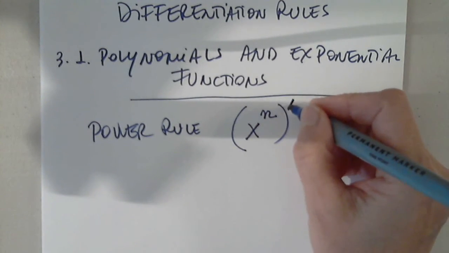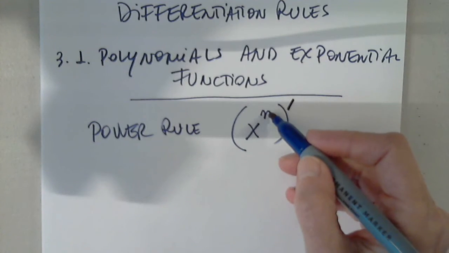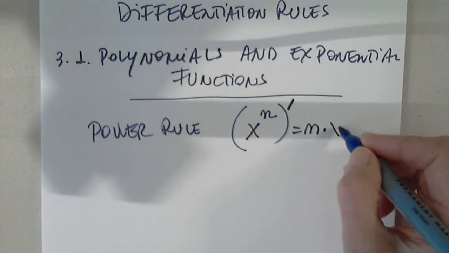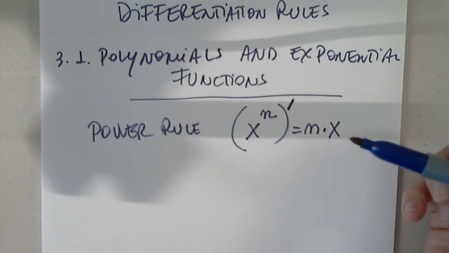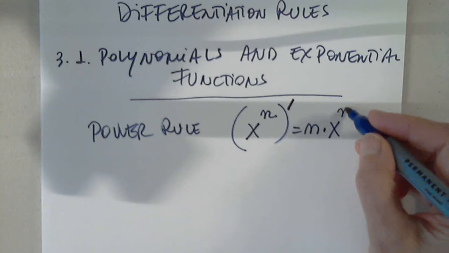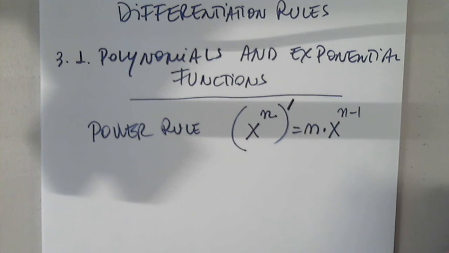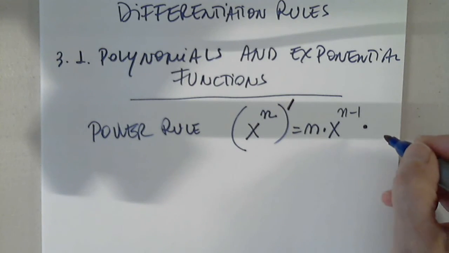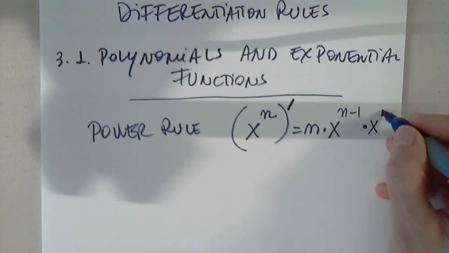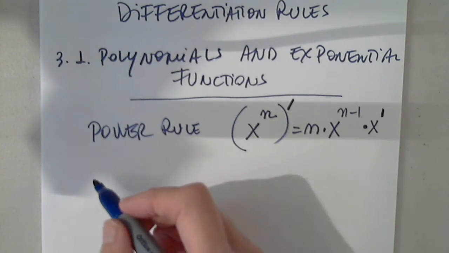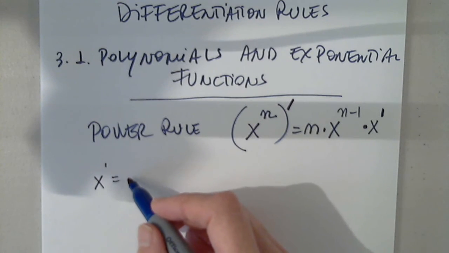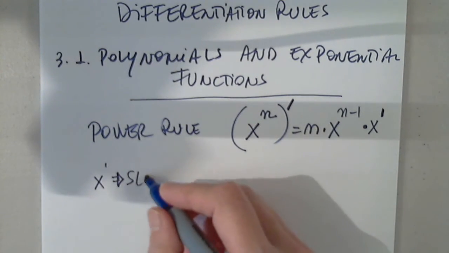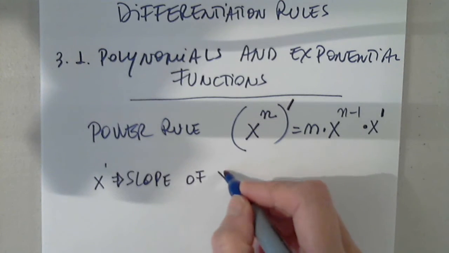So when we want to differentiate this, all we have to do is bring down the power and multiply by x, and we subtract 1 from the power. So this is the power rule. What I should multiply by, really, is x prime. But x prime is the slope, so I don't want to write the equal symbol. I want us to determine the slope of x.